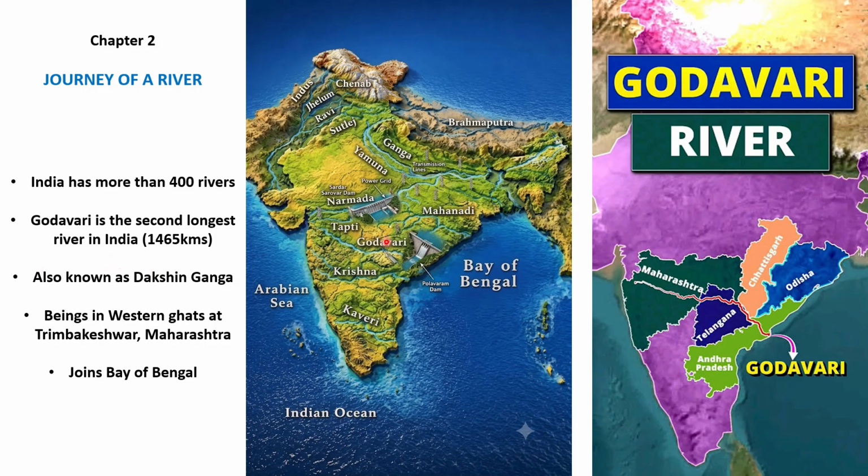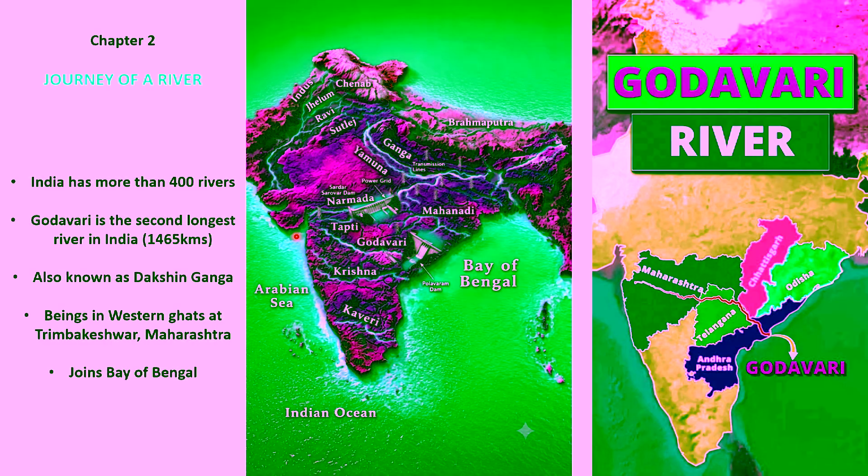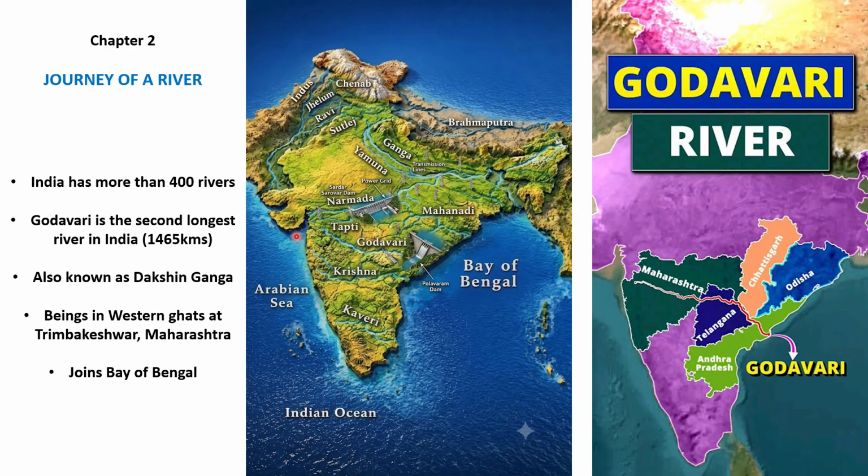It originated in India and it ends in the Bay of Bengal. And where does it originate? It originates in Maharashtra. This state is called Maharashtra, and it is in the south of India, right? In Hindi, south is called Dakshin. So Godavari is also called Dakshin Ganga. Ganga, this is the Ganga river. It is the longest river in India.